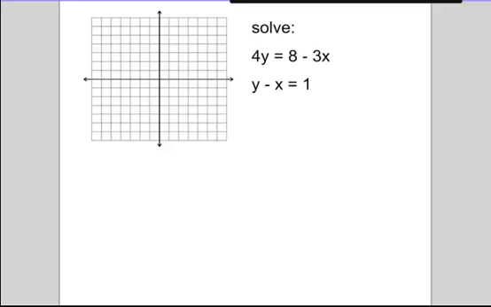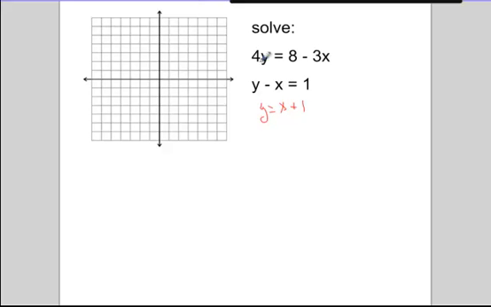We're going to solve this system, and we're going to do it like we did in the last section. We're going to solve these for y and graph. So I'm going to get y equals positive x plus 1 by adding x to both sides. That's a pretty easy one to graph. I'll come back and graph that one in a second.